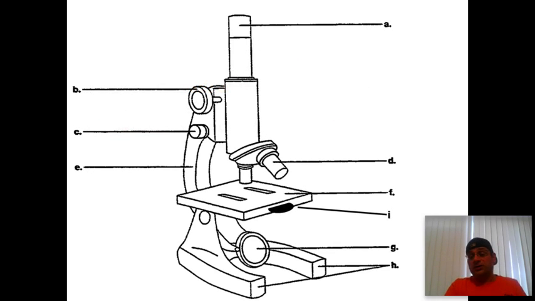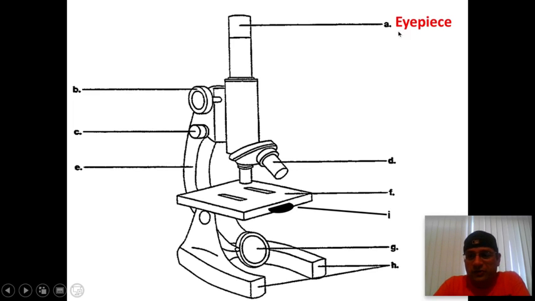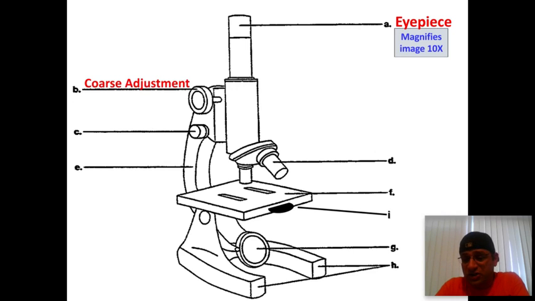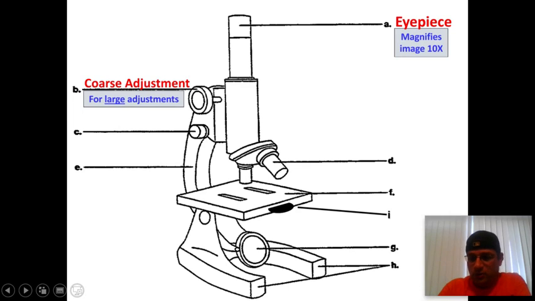And now we're going to get to the parts of a microscope. First thing, pretty self-explanatory, is going to be the eyepiece. This is the top. This is where you're going to look through to see the image that's being magnified. This is going to magnify it 10 times, or 10x. Next is going to be the coarse adjustment wheel. This is for making very big changes. Typically, this will be the big wheel up there.